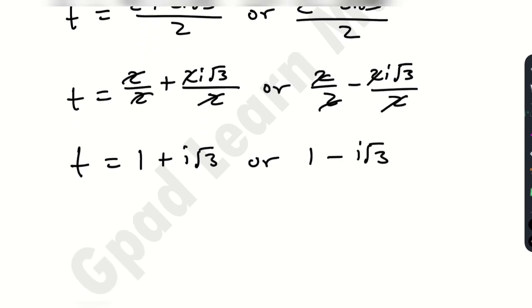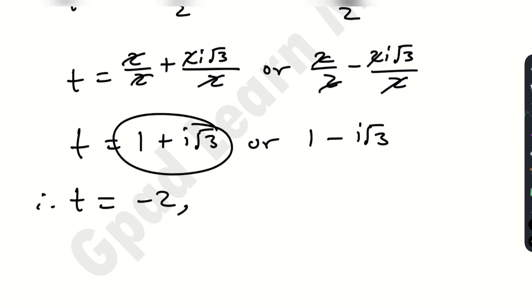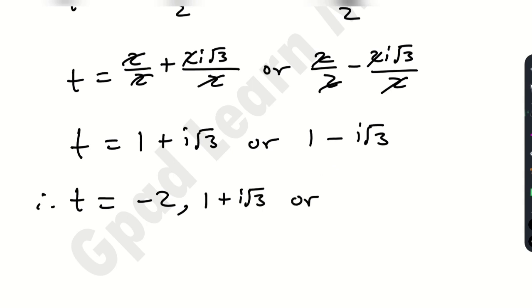So we can now put everything together and say that therefore the values of t are negative 2 as we got earlier, which is the only real value, and then we have 2 imaginary values. That will be 1 plus i root 3, or 1 minus i root 3.